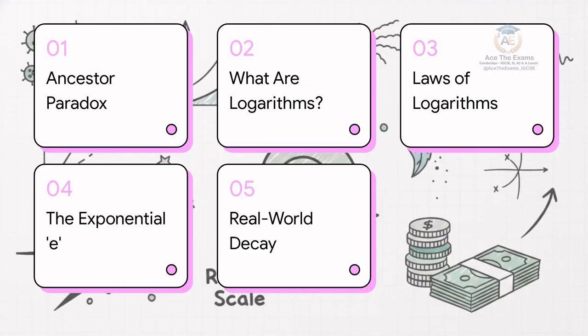All right, let's map out our strategy to secure these marks. We've just set up the ancestor paradox to show how fast things grow. Next, we'll clearly define what logarithms are. Then, we'll unlock the laws of logarithms, your ultimate cheat codes. After that, we'll tackle the infamous exponential e. And finally, we'll put it all to the test with a classic real-world decay problem.